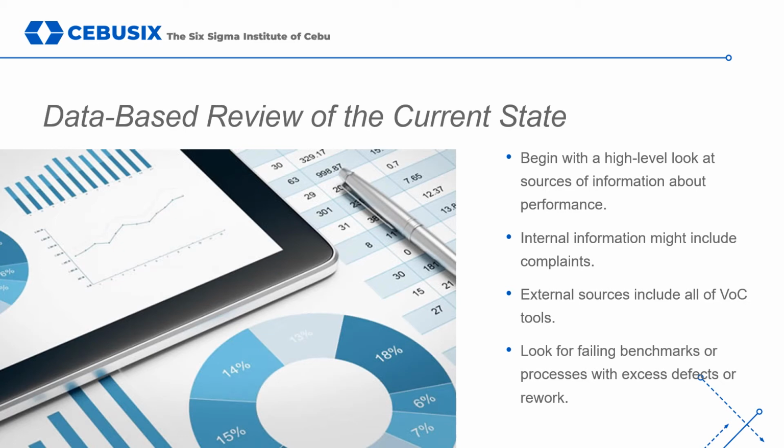Organizations can begin with a high level look at internal and external sources of information about performance. Internal information might include complaints or issues raised by employees, existing performance metrics or reports, financial reports, and quality reports. External sources include all of the voice of the customer tools we covered previously.